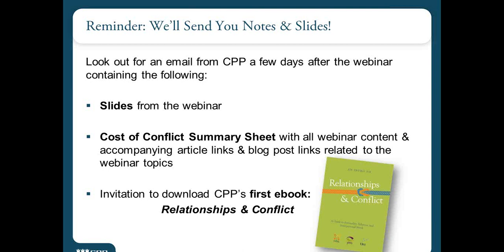You'll see CPP's Global Human Capital report, where we did a research study looking at 9 different countries and the effects of conflict on those countries, how much training has gone into place around conflict, and so on. You'll also see a nice cost of conflict sheet, done so well by Ralph Kilman and Ken Thomas, with more information about the TKI.